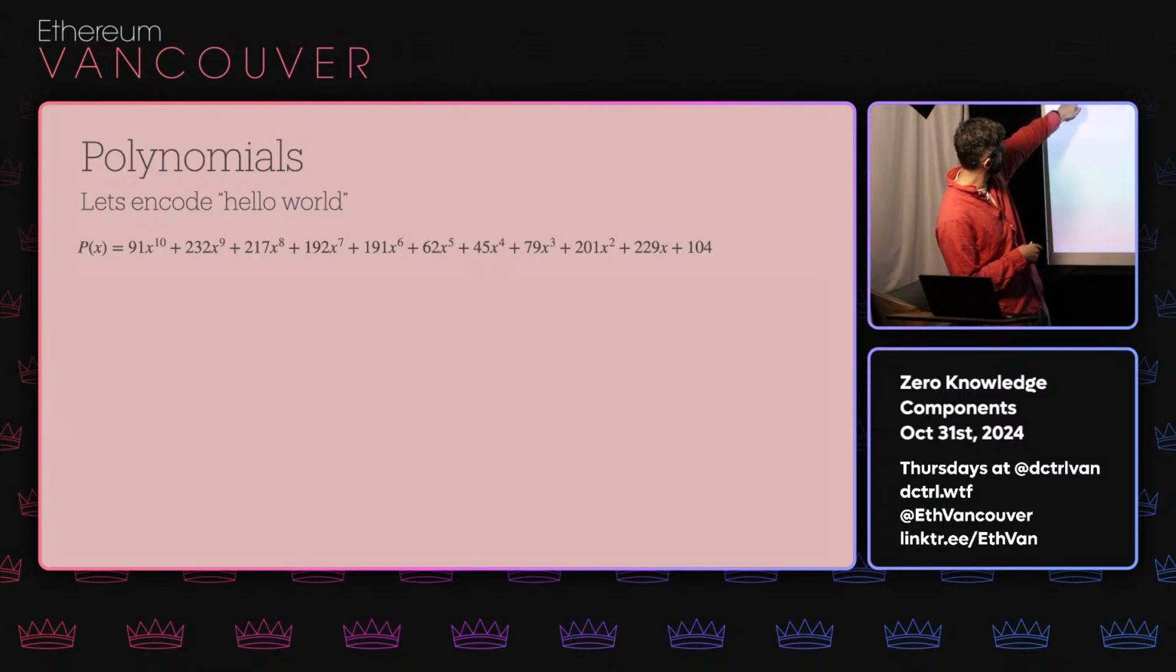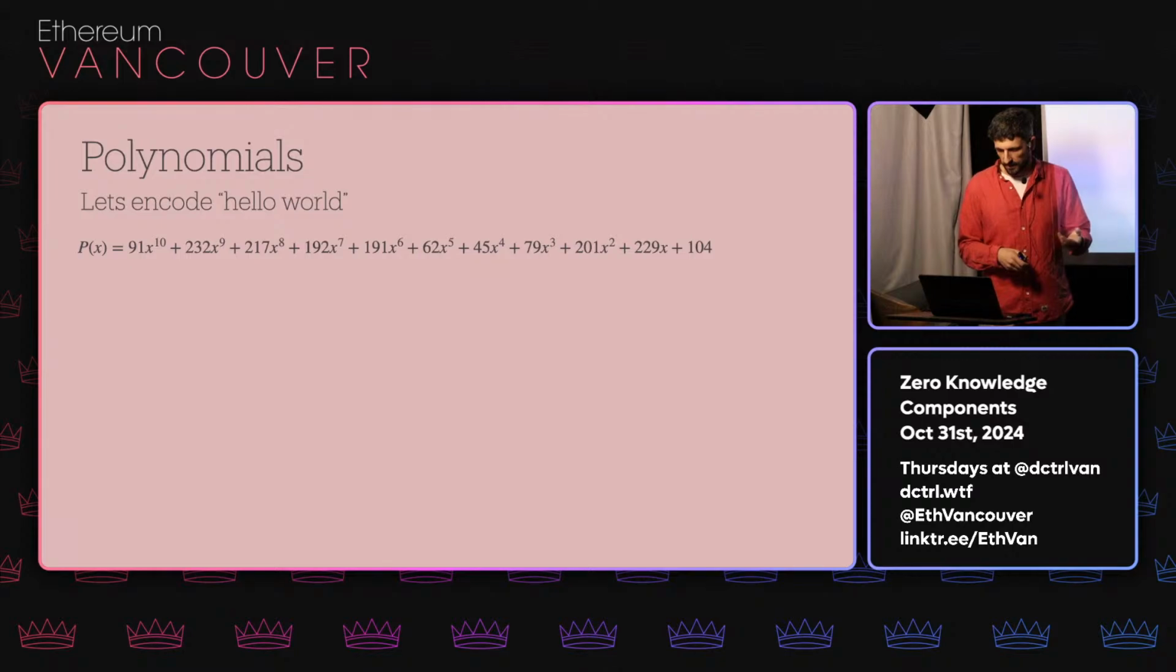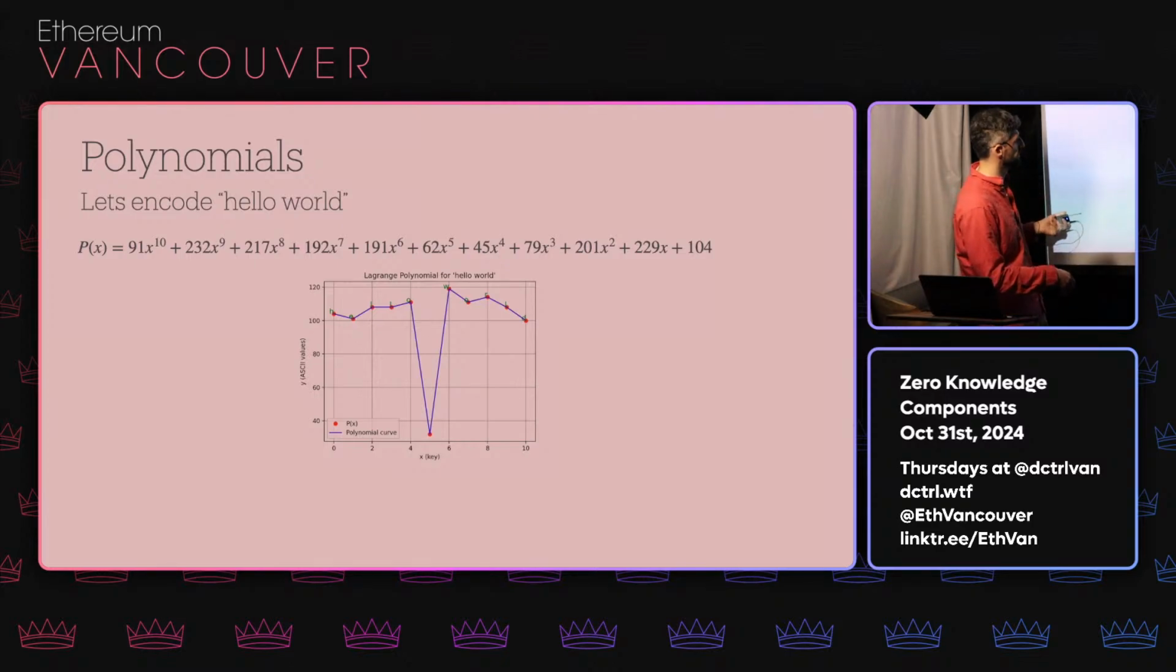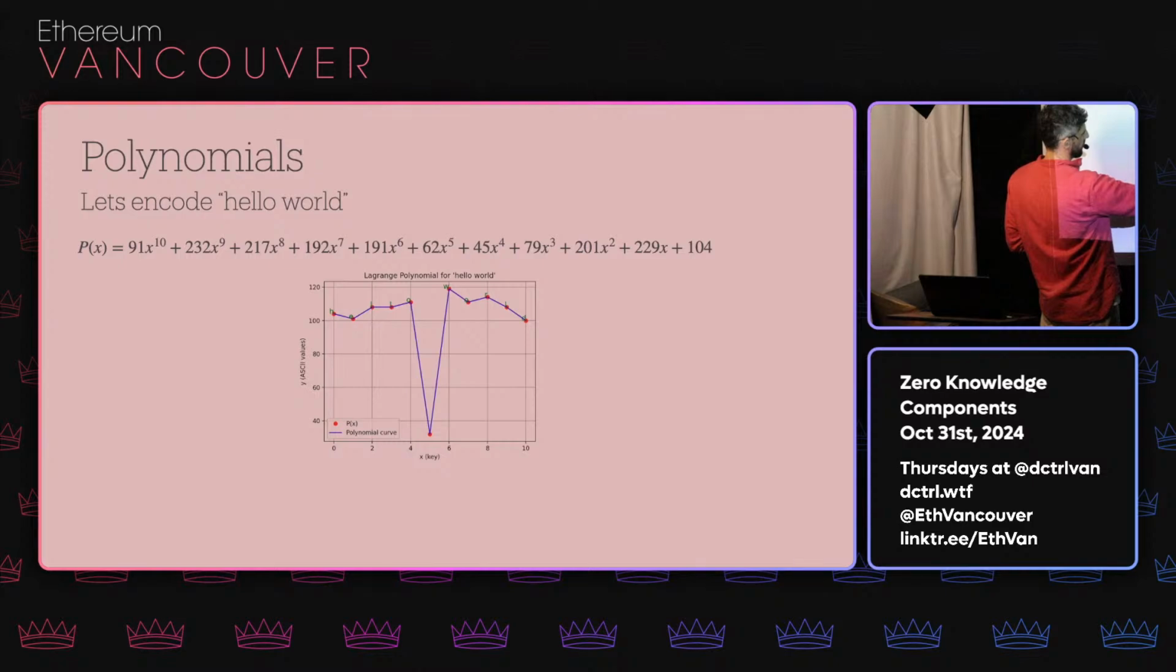If we evaluate the polynomial at x equals 1, we would get the ASCII code for E, and if we continue to evaluate it for all of the letters, we basically will get the ASCII codes. So this is kind of a way you can actually encode the data. Also, we can plot it, and we will see that it's something like this. Each point is basically a letter from the message.